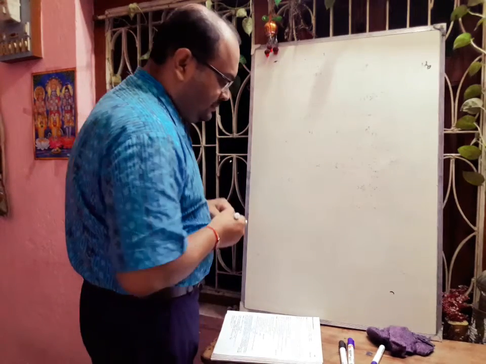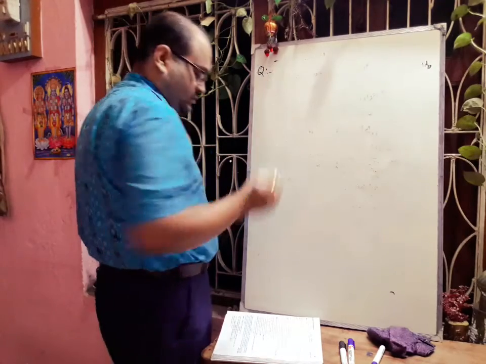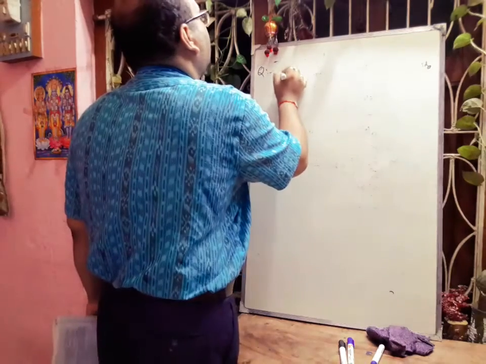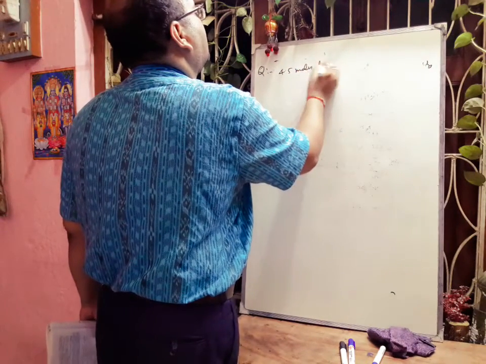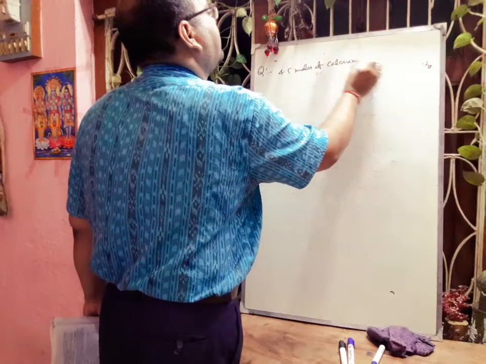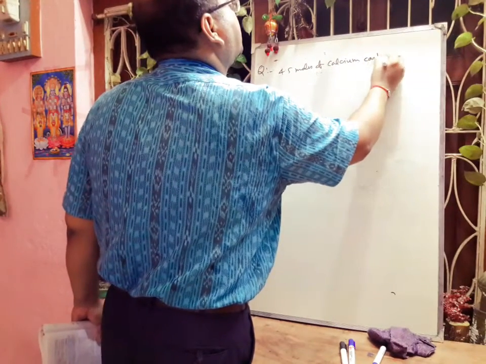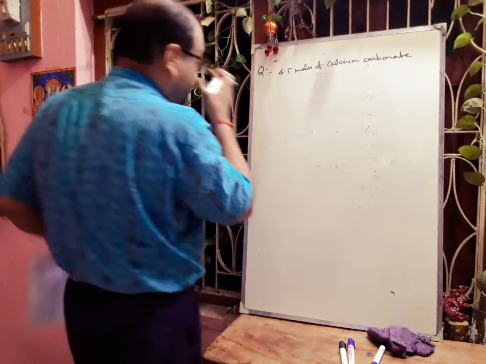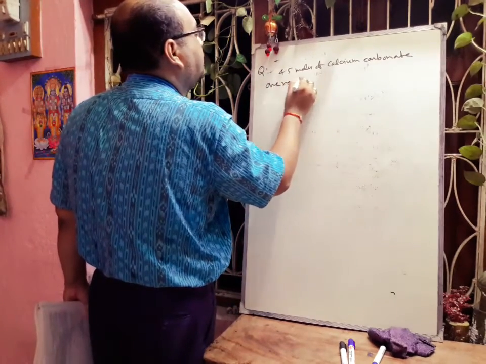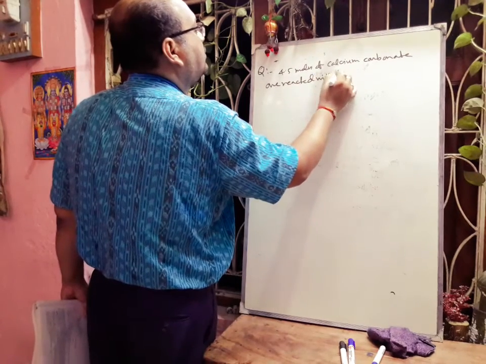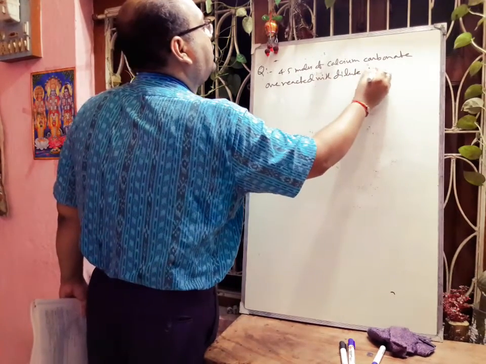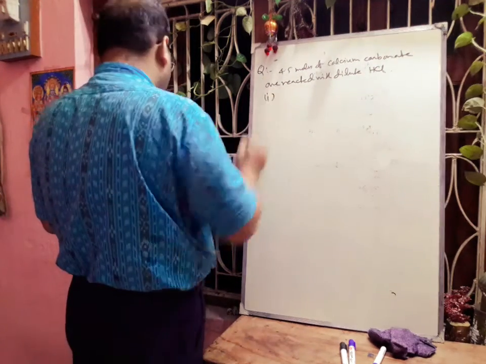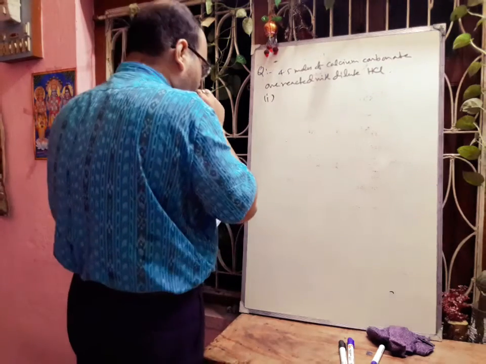Question is given that 4.5 moles of calcium carbonate are reacted with dilute hydrochloric acid. Okay. First one, question number 1: write the equation for the reaction.